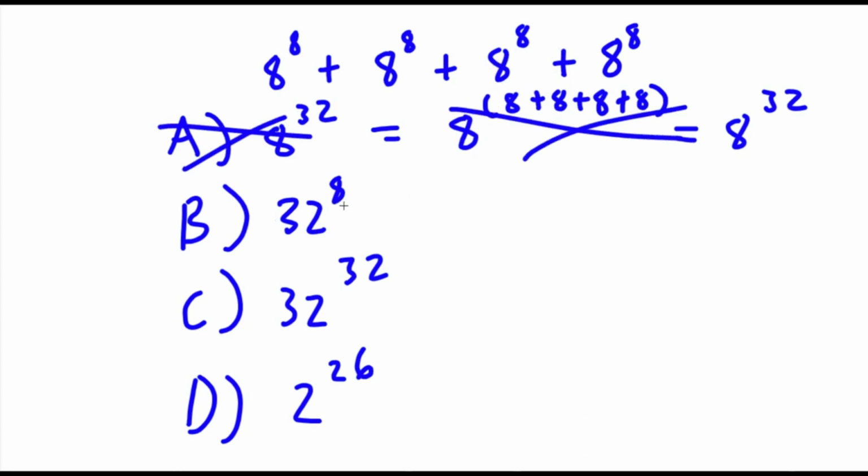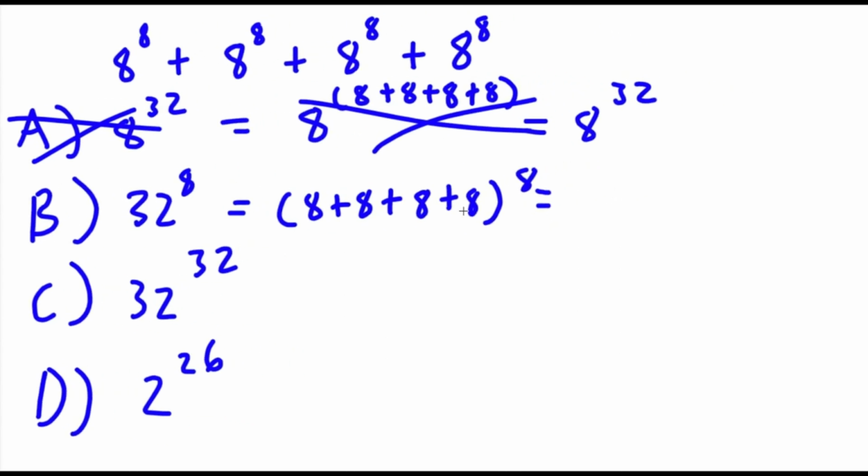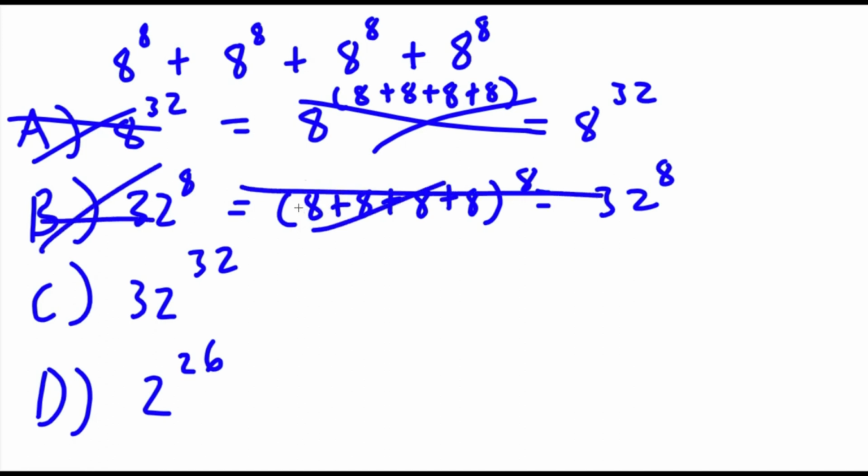So for the second choice, B, they got 32 to the power of 8, and how they got this was they kept the exponents the same, and they added the bases. So they did 8 plus 8 plus 8 plus 8, to the power of 8. Now, 8 plus 8 plus 8 plus 8 is the same thing as 8 times 4, which is 32. So I got 32 to the power of 8. And this method is actually wrong as well. This is not the right way to add exponents.